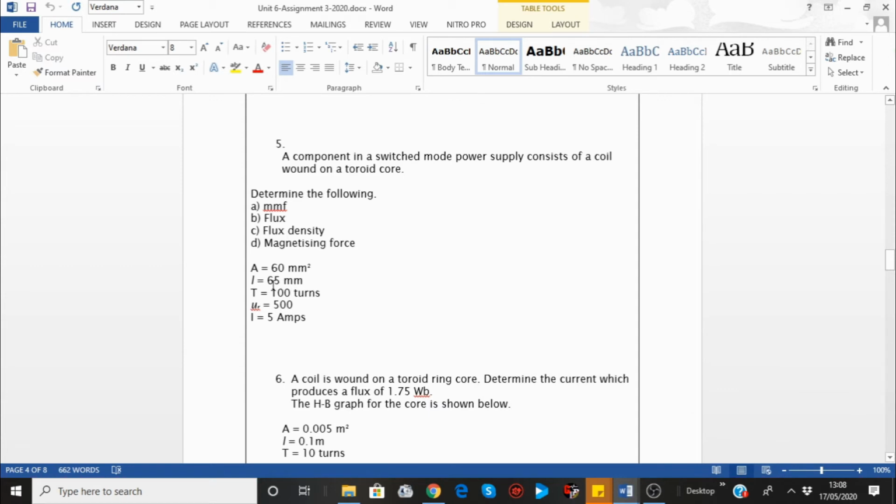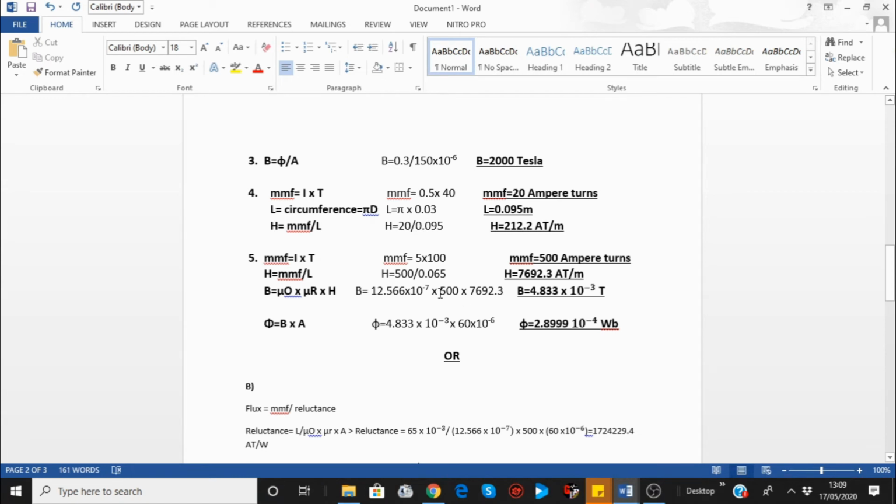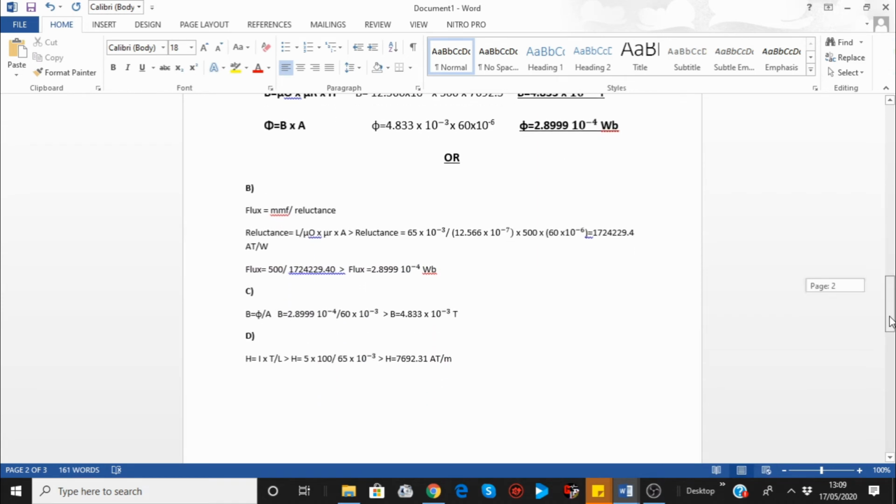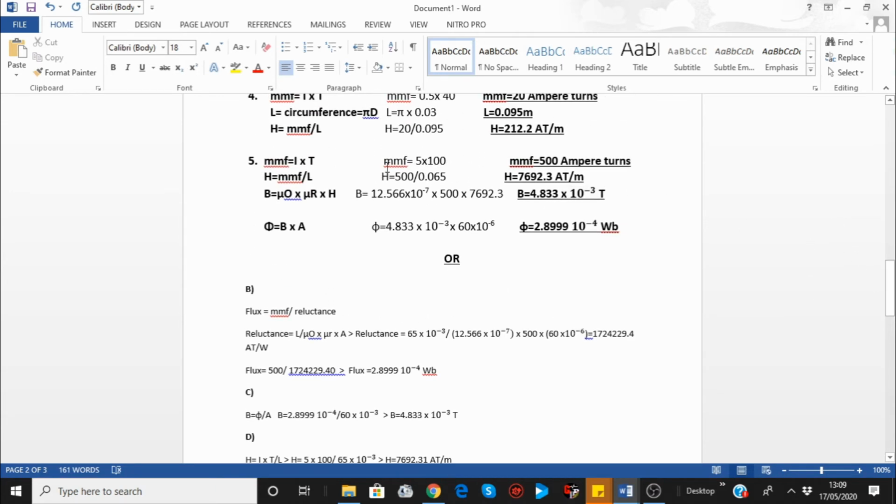65 millimeters. Keep going there just to make sure you understand. So that is that number, and then H is 7,692.3 ampere turns per meter, which is the same as what we found in this method at the end, or we found it here right after we found the MMF.